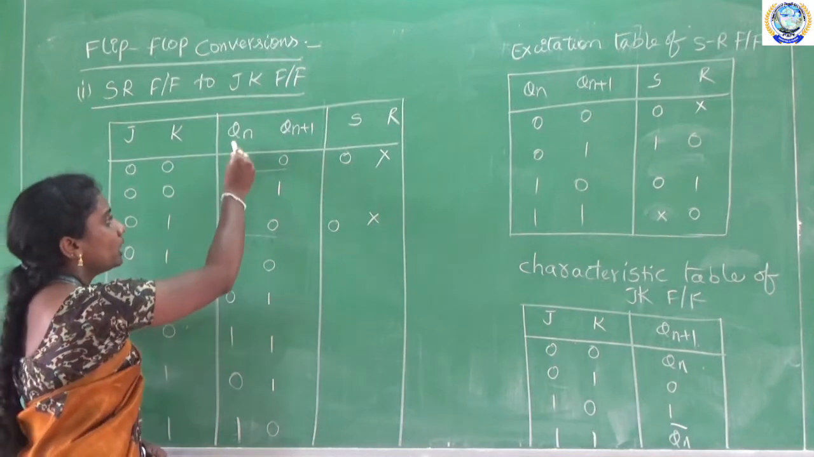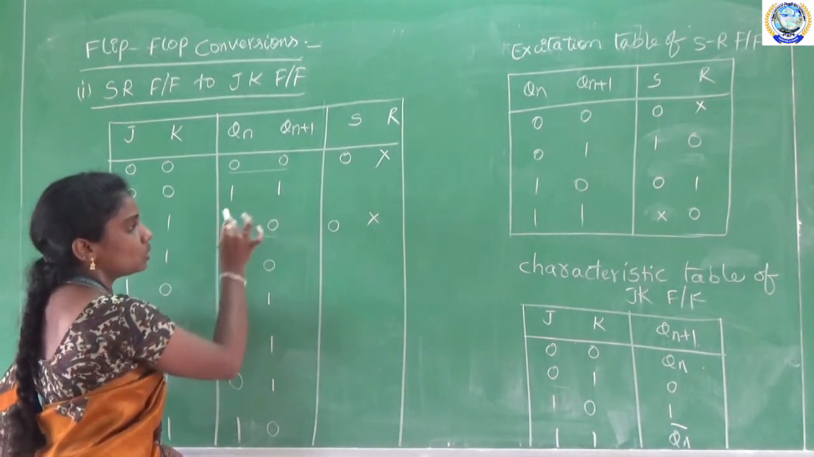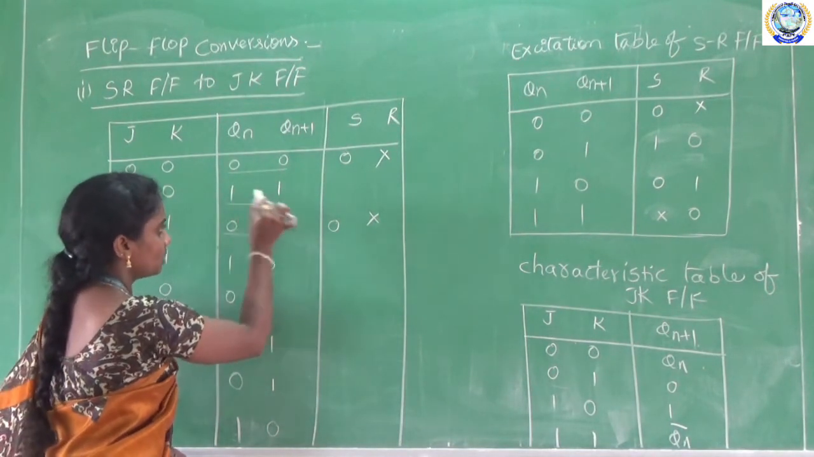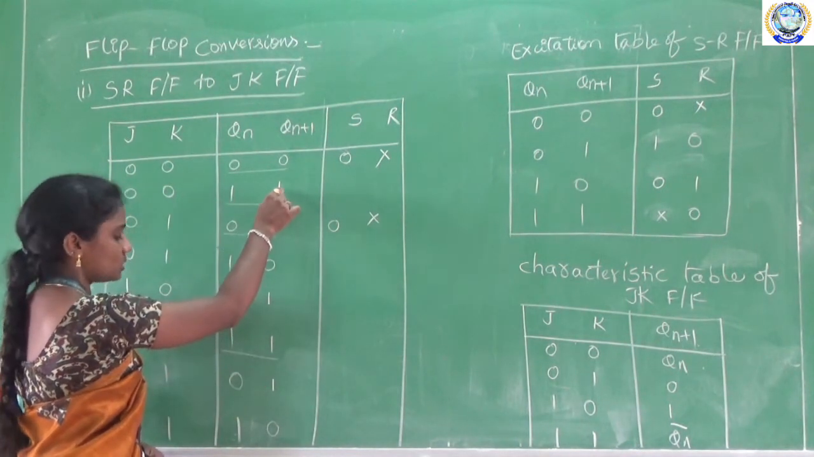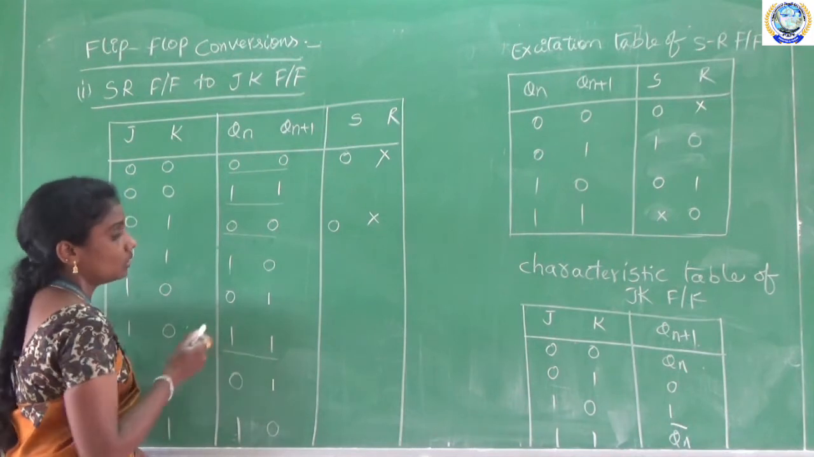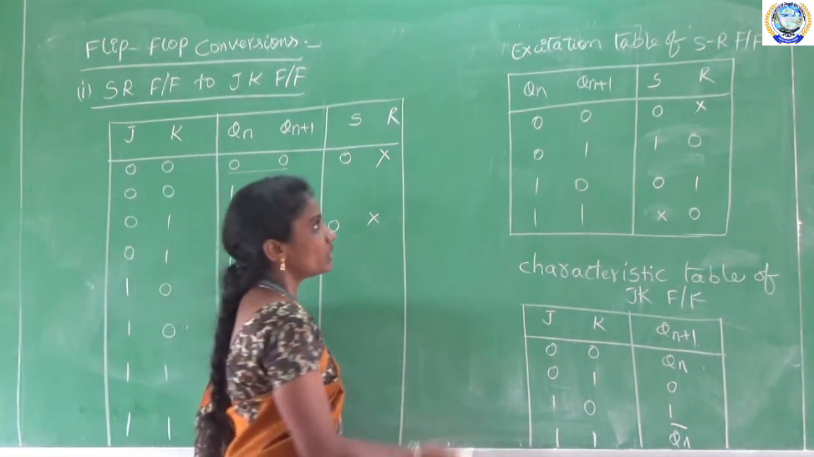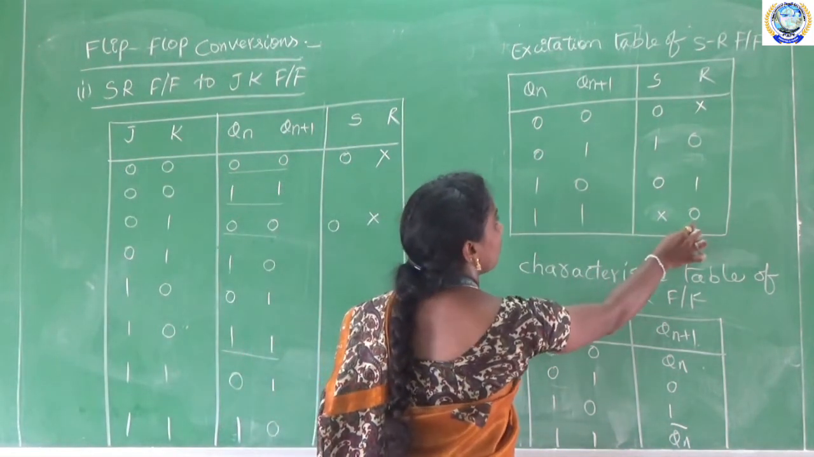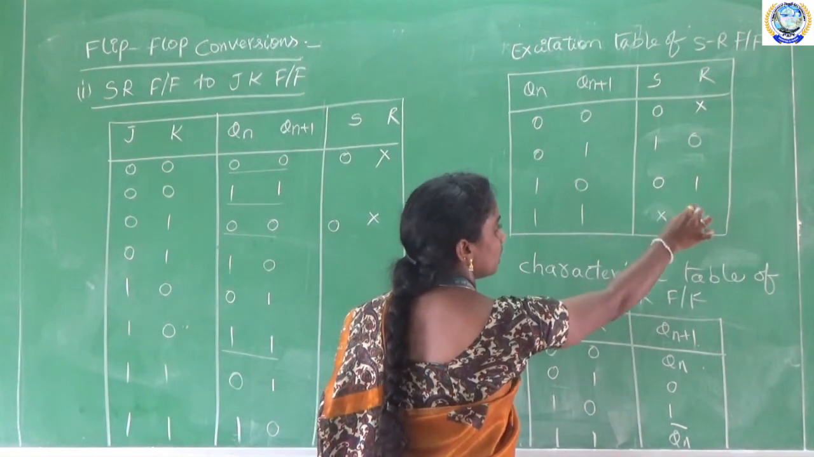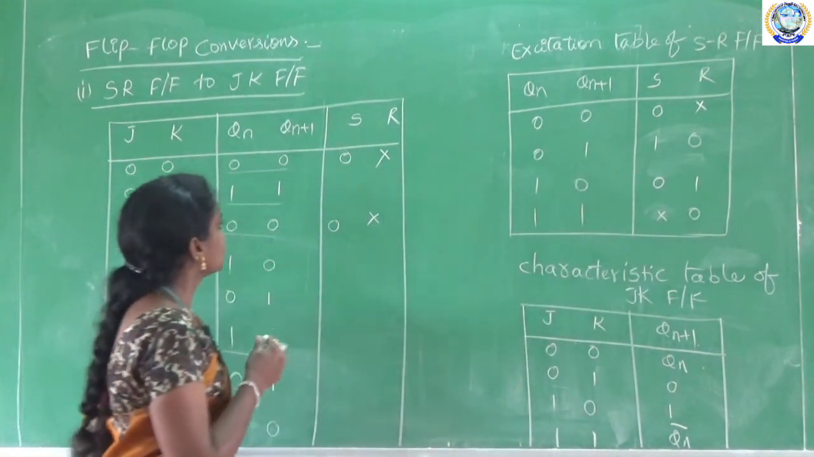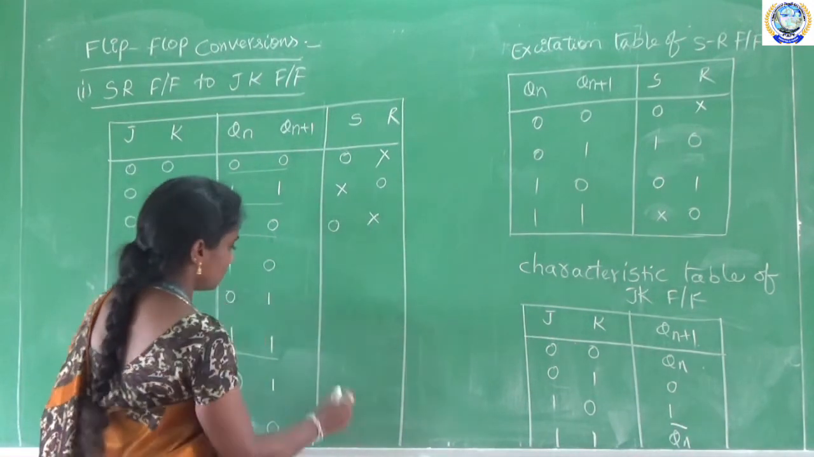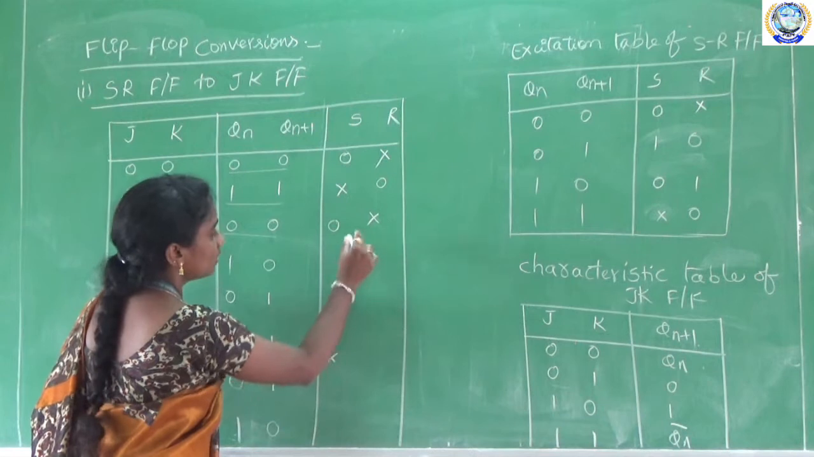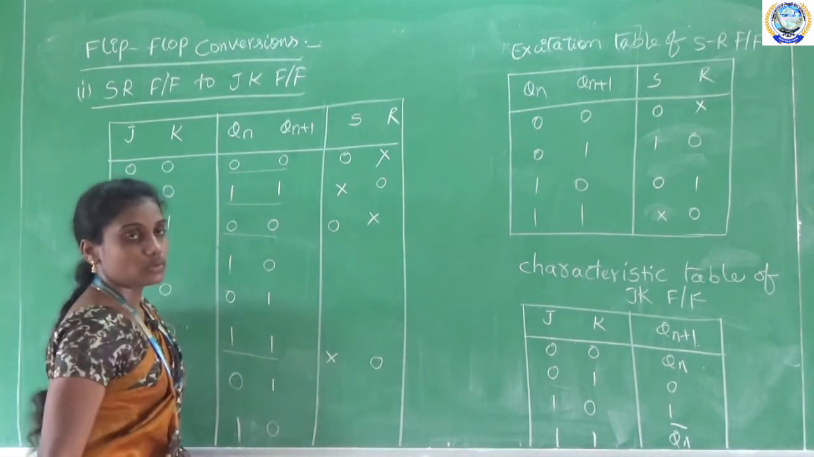Next, if Qn equal to 1 and Qn plus 1 equal to 1, we are having two conditions, same conditions. Qn equal to 1, Qn plus 1 equal to 1. From the excitation table, what are the values of S and R? S equal to don't care and R equal to 0. Similarly here, S equal to don't care, R equal to 0.